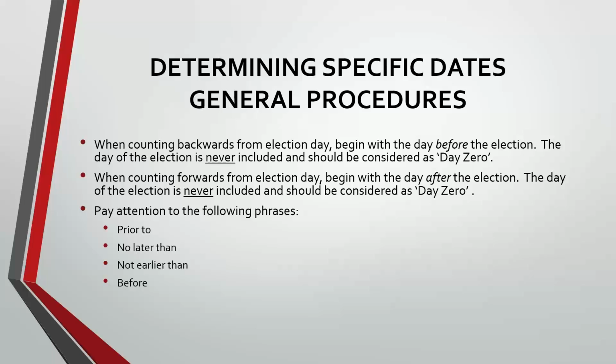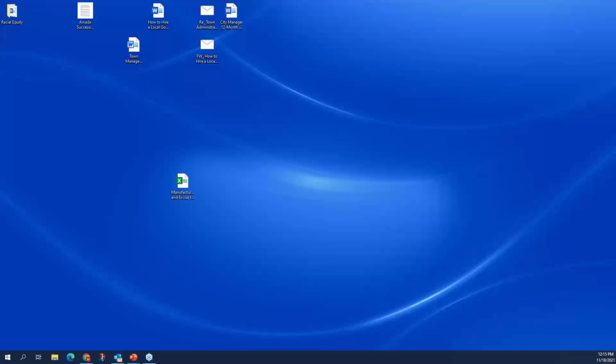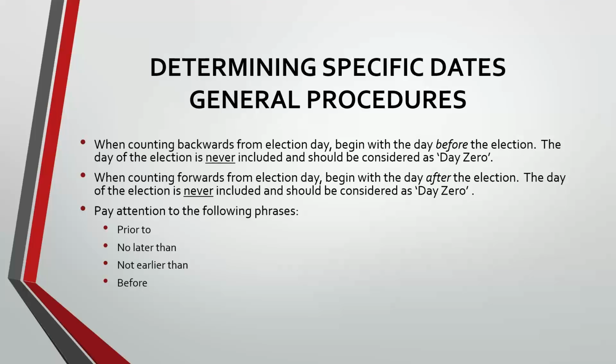And then when you're counting forwards, when you're moving from election day into the end of April and into May, again, the election day is day 0, and day 1 would be the day after the election, and you keep going, and you do this for every single day on the calendar. Okay, and that will help you.